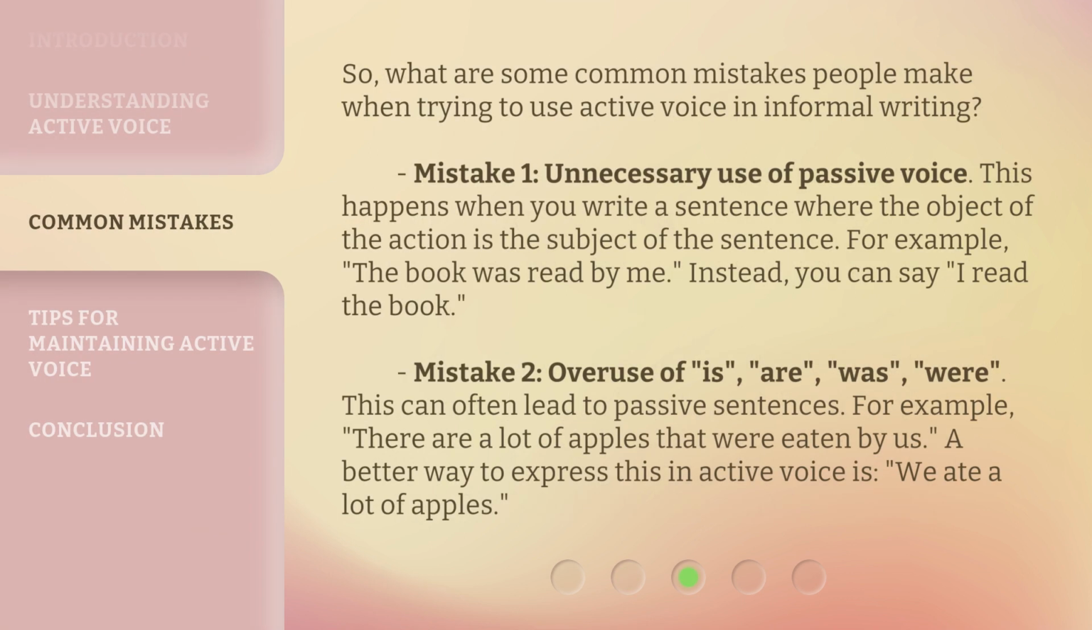So, what are some common mistakes people make when trying to use active voice in informal writing? Mistake 1. Unnecessary use of passive voice. This happens when you write a sentence where the object of the action is the subject of the sentence. For example, the book was read by me. Instead, you can say, I read the book.